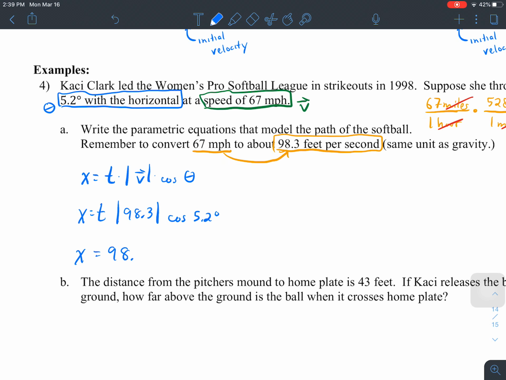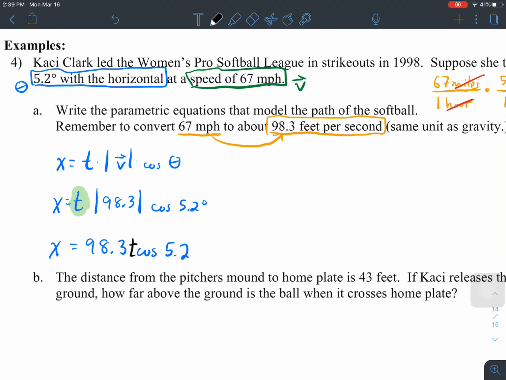So we have 98.3 cosine of 5.2. And I'm going to put the variable t in between the coefficient and the cosine. It makes it easier to type in, especially with your calculator. Don't put it at the end, because when you type it in, it's going to look completely different than the way it's supposed to. So insert your variable between the 98.3 and the cosine of 5.2.